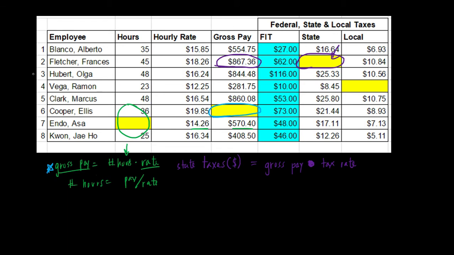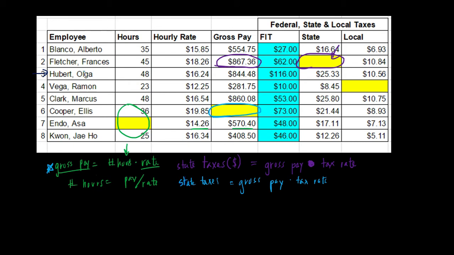So if we look at Olga on line 3, who has all of her information filled in, we can use this same equation: state taxes equal gross pay times tax rate, and we can use it to solve for the tax rate because the tax rate is going to be the same for everybody. They're not going to make certain people pay more or less.